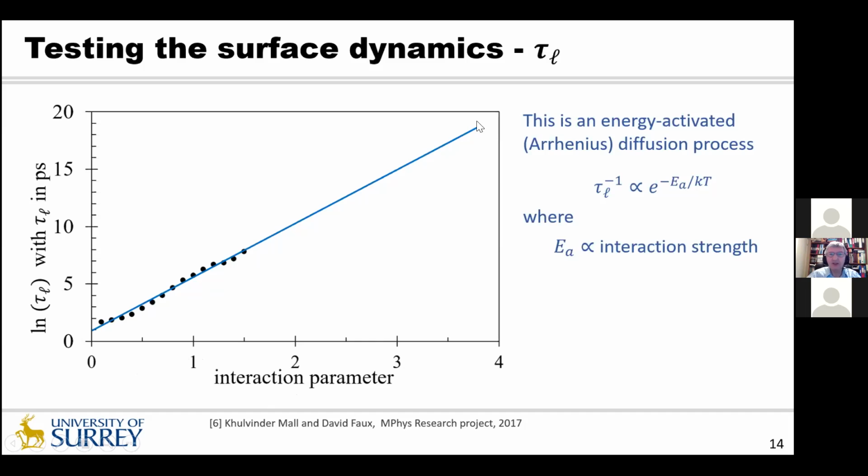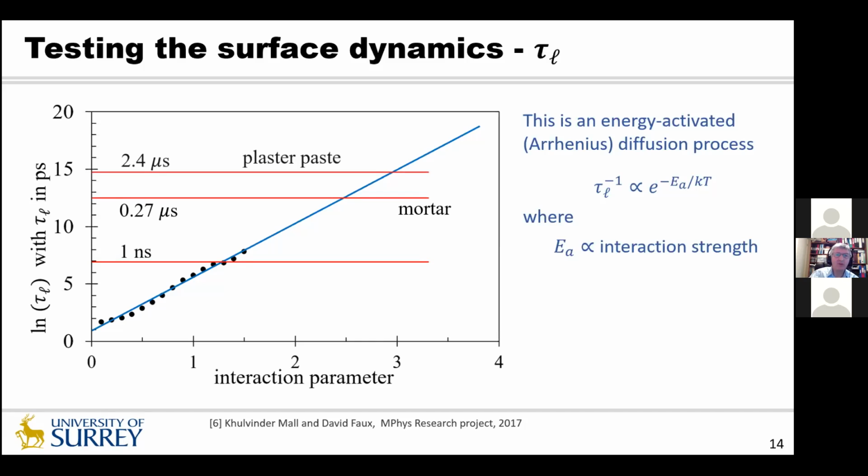And we can see we can put a straight line through this, which confirms that this is an energy-activated Arrhenius-style diffusion process. If we put a marker in here, that's 1 nanosecond for tau L, but that's not what we see. What we've just seen with our mortar system is a tau L of about 0.27 microseconds. And shortly, we'll see a plaster paste sample with a larger tau L of 2.4 microseconds.